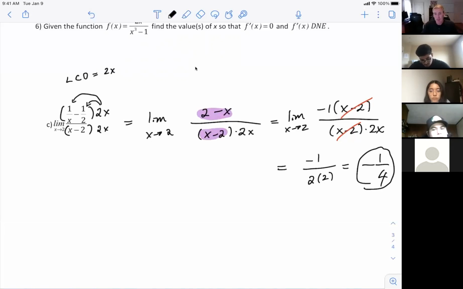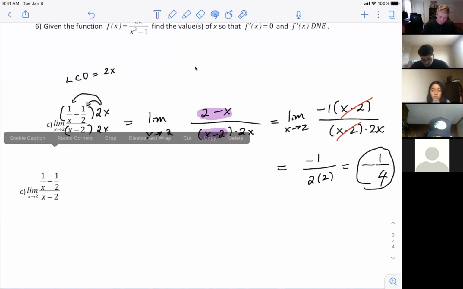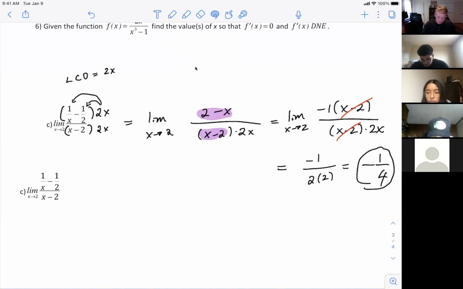So that's the traditional way to do it. That's how you do it at the beginning of the semester before we even had derivatives. But there is another way to do it. So go back to the original problem. And this thing right here, that's actually the definition of the derivative.